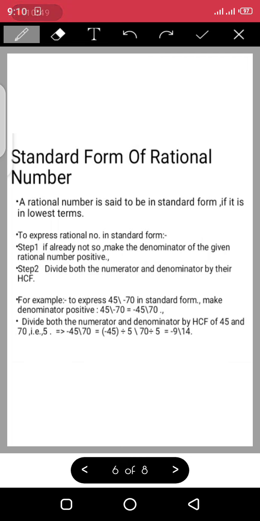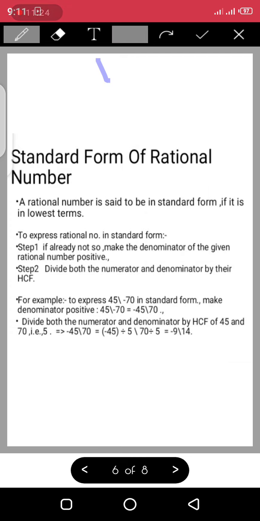Then we have step 2: divide both the numerator and denominator by their HCF. Then we will divide both the numerator and denominator by the HCF of the numerator and denominator. For example, if we have a rational number 1 by 2, then we will divide it by the HCF of 1 and 2.